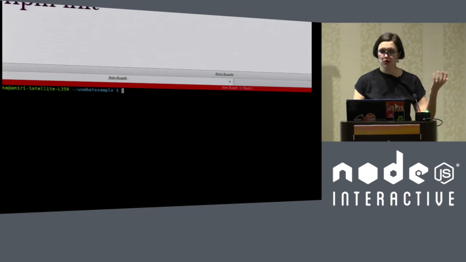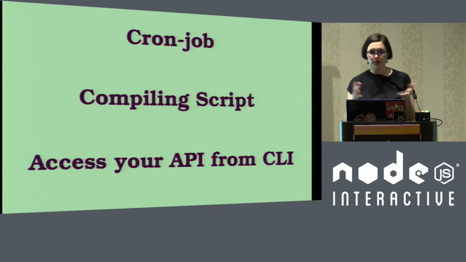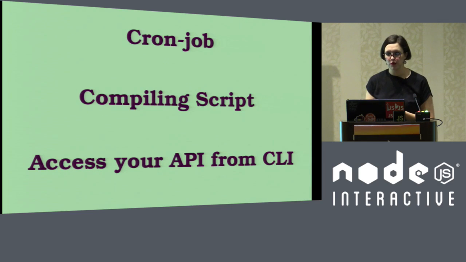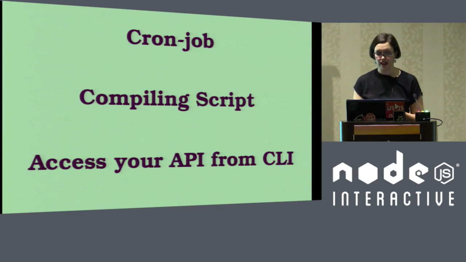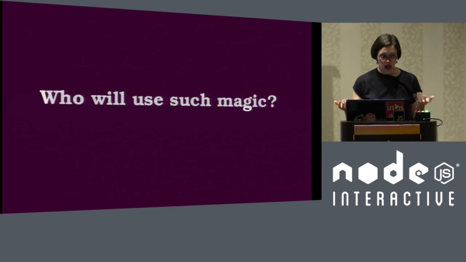So what would you be using those for? If you're the one writing it or you've written one before, you'll likely be writing it for a cron job, or compiling a certain script, or maybe writing an abstract way to access your API from the command line. And who will be using such magic that you write? Mostly your team. Could be just for yourself, or you could be doing it for the open source community in general.